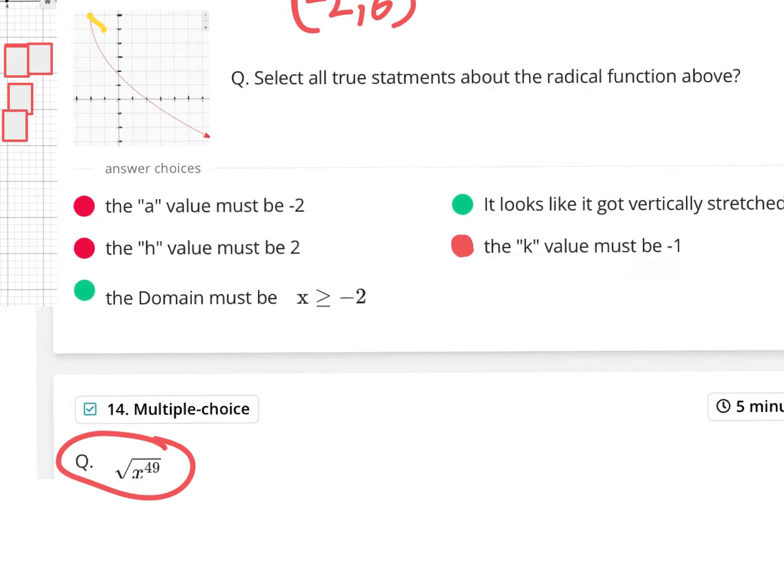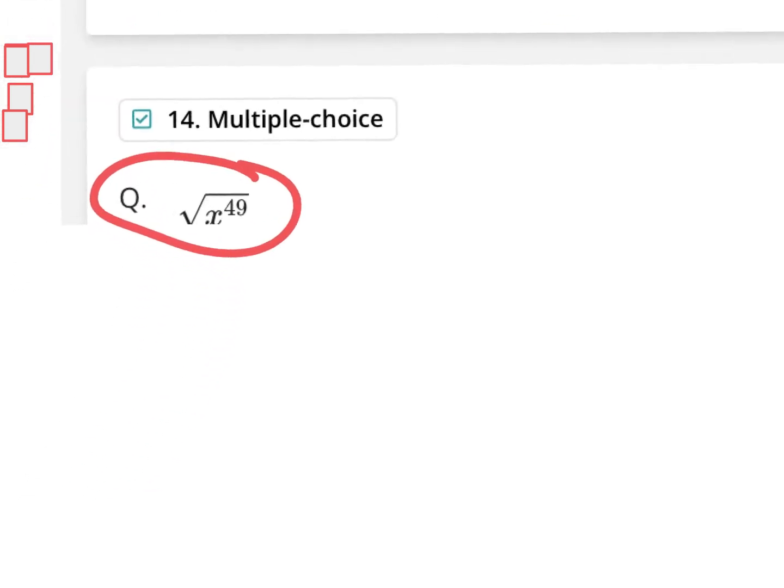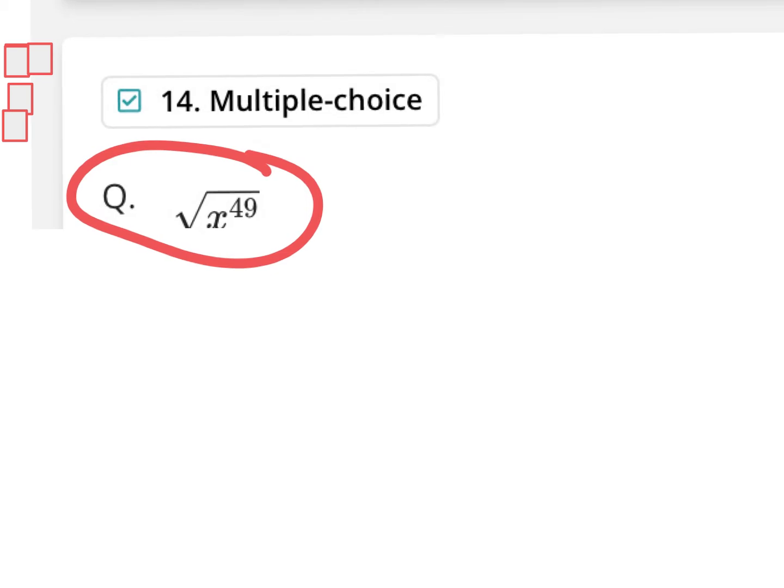I didn't get the multiple choice options, it got cut off, but this is the question. What is the square root of x to the 49th power? A lot of students make the mistake of thinking, oh, it's x to the 7th, which is wrong. Why? Because they're not asking you for the square root of 49. They're asking you for the square root of x that happens to have 49 as an exponent.